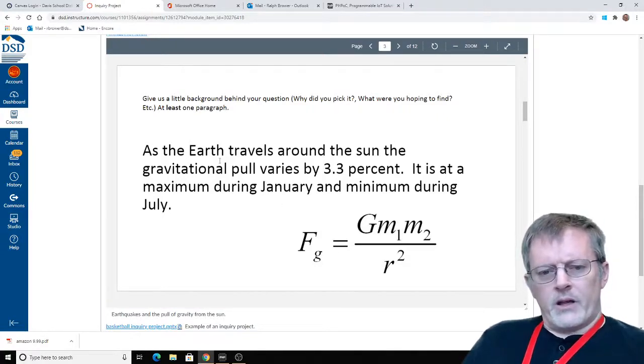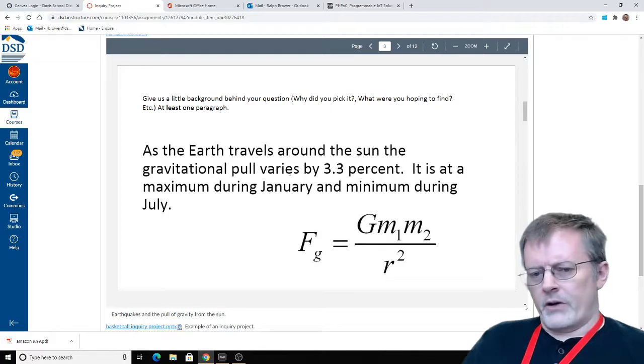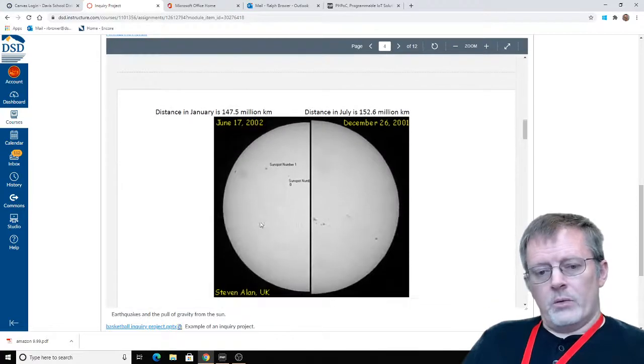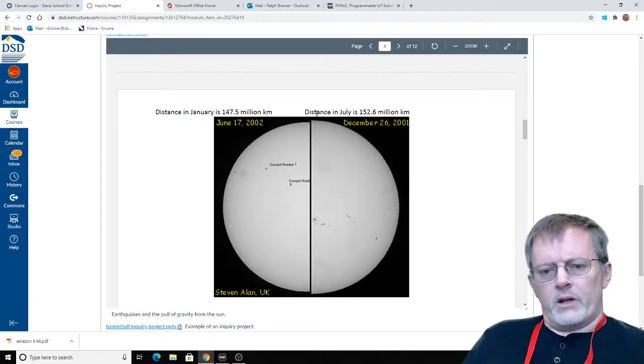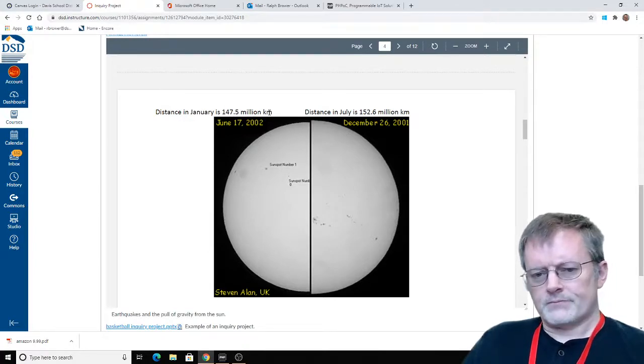All right, so here I say, as the Earth travels around the sun, the gravitational pull varies by 3.3%. And here's a little formula that shows what's involved in generating a gravitational force. We have the two masses, the sun and Earth, and the distance between them. I'm interested in that distance between them, which varies between July and January. Here I've got some data I collected off the internet showing that in July we're 152.6 million kilometers away, and in January we're 147.5 million kilometers.